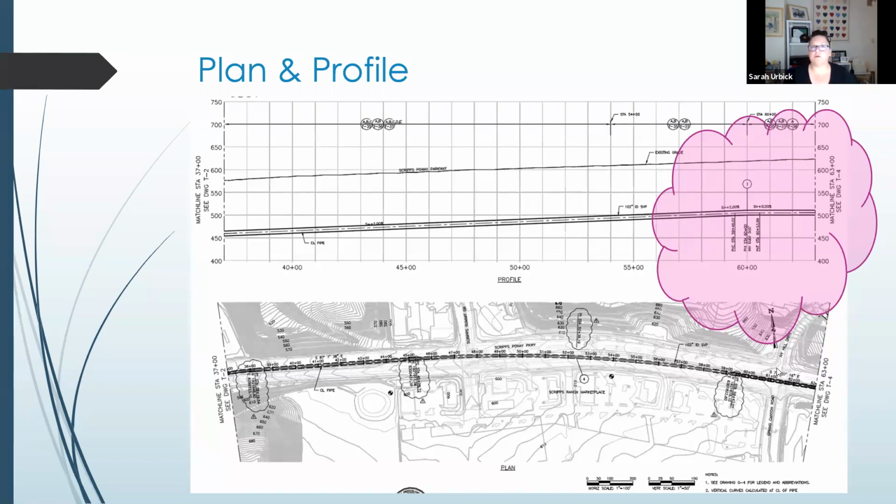But we need to see where this line is going relative to everything else around it, because otherwise this profile is boring as heck, right? We have an existing grade. We have the line we're going to be building. We've got some elevations. We've got a couple little call outs. Doesn't tell you a whole heck of a lot what we're doing. But those two pieces of information together really tell the story.